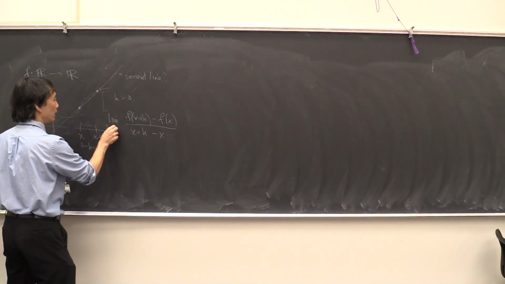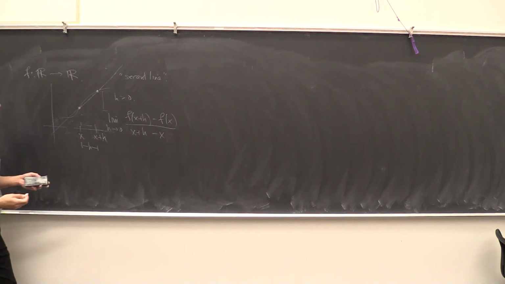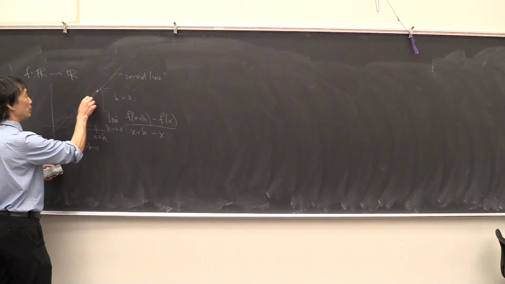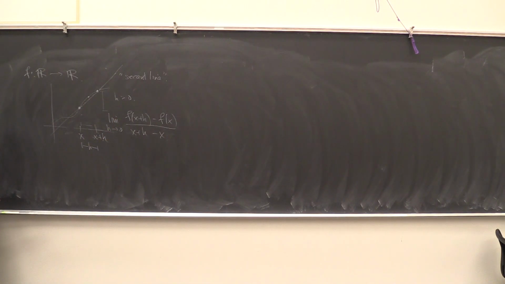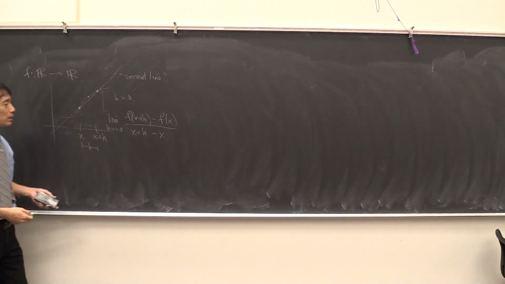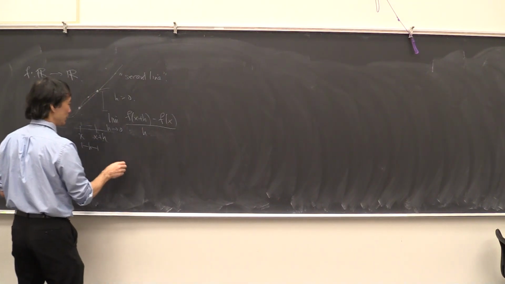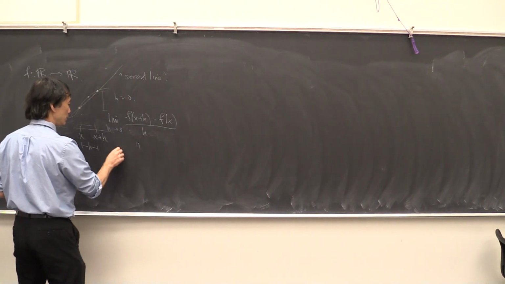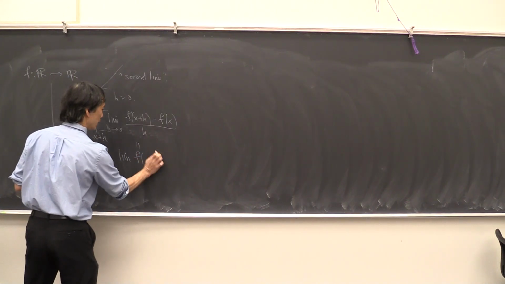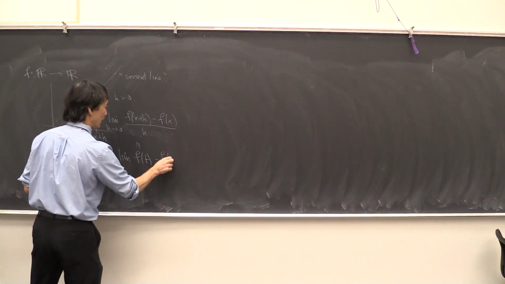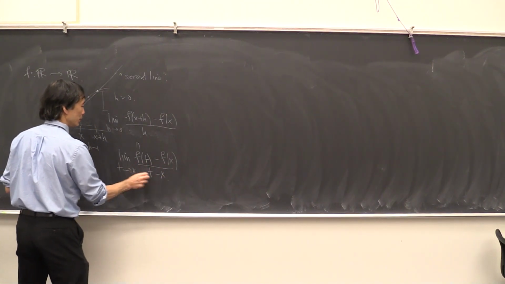And then you let h go to 0. So you're taking the slopes of these secant lines as the second point approaches the first point. Sometimes people put it differently. It's exactly the same thing to say f of t minus f of x over t minus x as t approaches x.